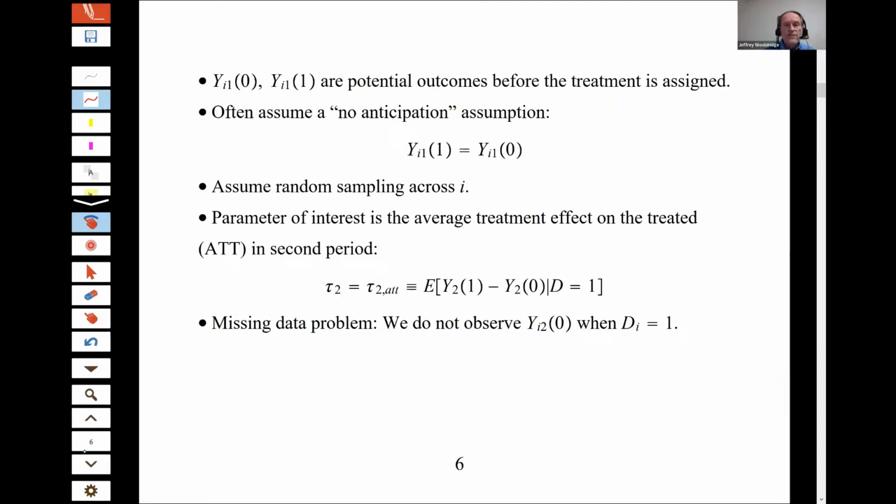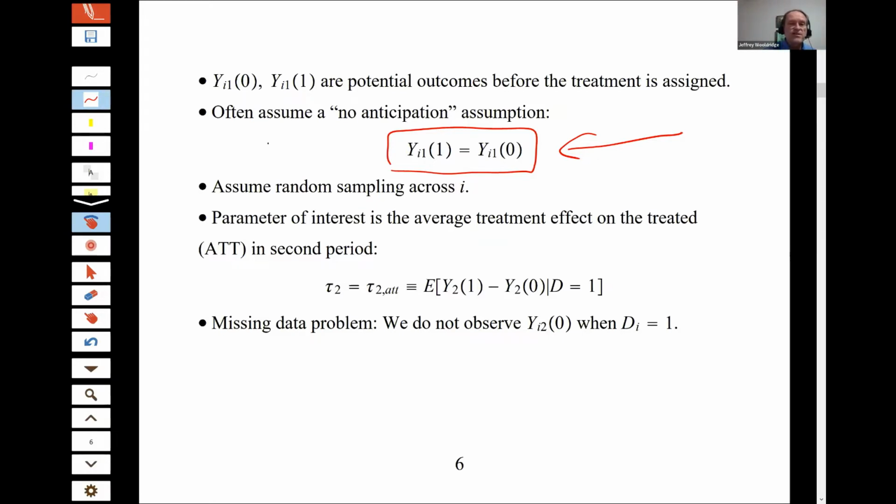So one version, and this is the one I'm going to impose for the purposes of this talk, and there are ways to relax this a bit, is called a no anticipation assumption, which simply says that there are no treatment effects in the initial time period, so that people aren't changing their behavior based on what they expect their treatment assignment to be. And this, of course, can be violated if people know that some sort of policy is coming, or some sort of job training program, or some sort of voucher program for attending schools, and they change their behavior prior to that. So it's not an assumption that's for free, but it is an assumption.